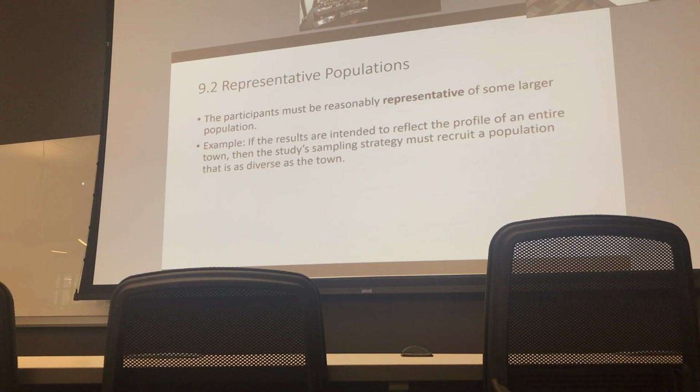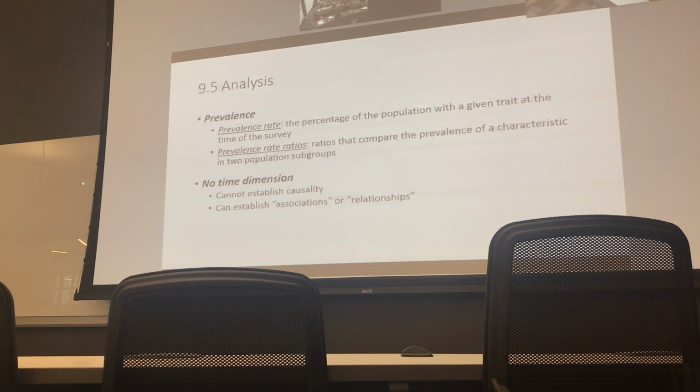Analysis: essentially we can talk about prevalence, and a lot of this we talked about in the statistical evaluation of the research literature course that we did, I think it was last spring. Essentially with prevalence, you can look at prevalence rate, which is the percentage of the population with a given trait at the time of the survey. And then you can look at prevalence rate ratio. This is the ratio that compares the prevalence of the characteristic in two subgroups, usually individuals who have the disease versus those who don't have the disease.